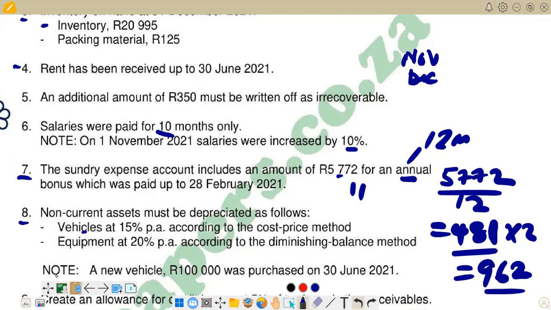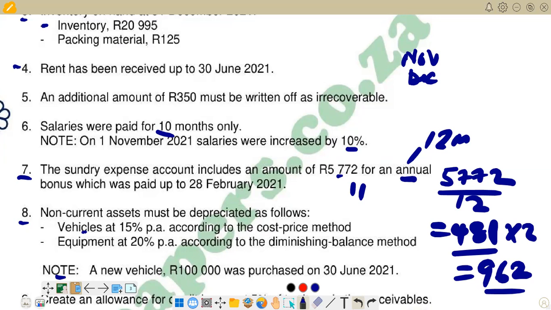But we have got a notification saying a new vehicle of 100,000 was purchased on 3rd June 2021. So it means the cost price that we have for vehicles in the list of balances includes a 100,000 vehicle that was bought in the middle of the year, on 3rd June 2021. It means it only stayed 6 months. So we are going to subtract it from the total in the list of balances and calculate the depreciation separately, and we apportion it to the 6 months that it only stayed. And then the remaining one, we are now calculating for the whole year, because they stayed 12 months.